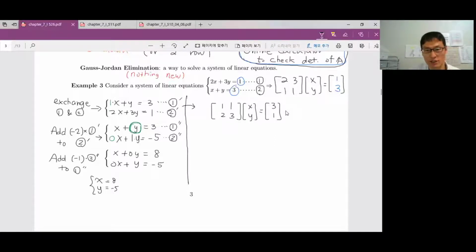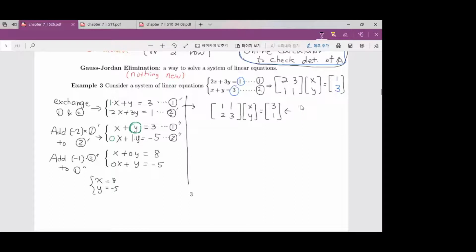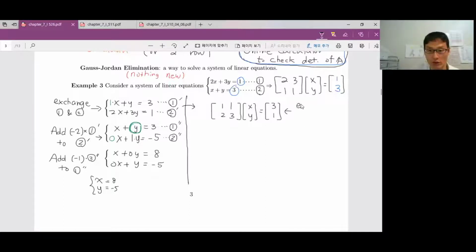Can you tell me what happened? So 2, 3, 1, 1 is now 1, 1, 2, 3. So you flipped equations 1 and 2. Yes, flipping or exchanging row 1 and row 2. This is not surprising. Look at the left-hand side, the left column. We exchange the 2 equations and that results in exchanging 2 rows. That's it.